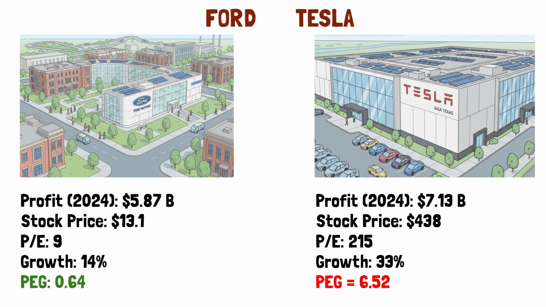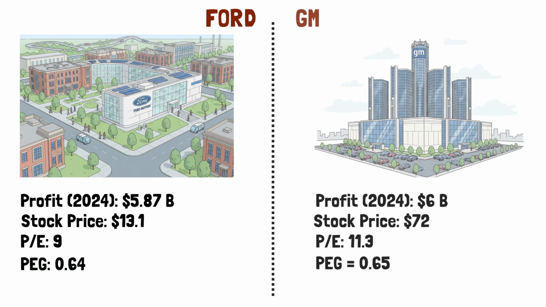But what happens when you compare Ford to a similar company like General Motors? Now we have a problem. General Motors' PEG ratio is also around 0.65. Which stock gives you better value? Both are cheap relative to their growth. This is the exact moment where the PEG ratio falls short for a value investor.